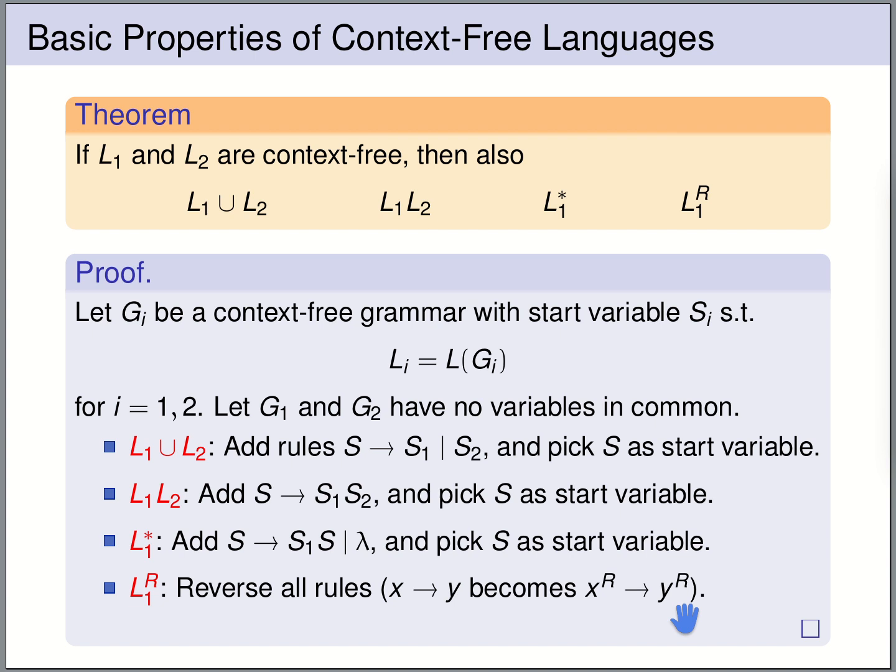Now, since we are talking here about context-free grammars, actually the reversal of the left-hand side is not needed because the left-hand side is a single variable. If you reverse a single variable, you just get the variable itself.